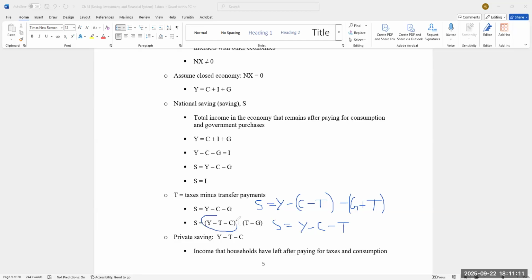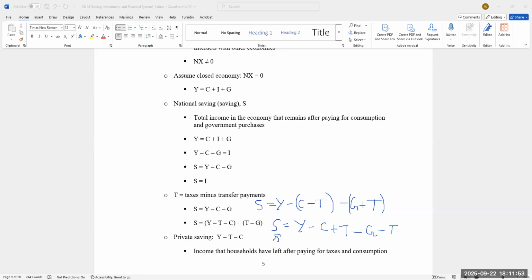So then we say S is equal to Y minus C minus T. Sorry for the confusion. I should have rewritten this part. Oh, I'm sorry, that is not that part. Let me erase this. Okay. S is equal to Y minus C plus T. Sorry, the minus sign goes in there. Minus G minus T. So basically, I put the minus sign inside.